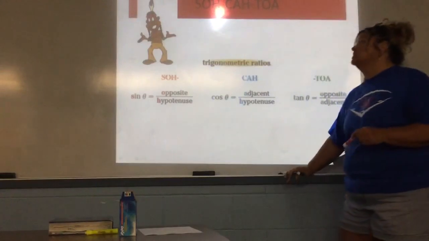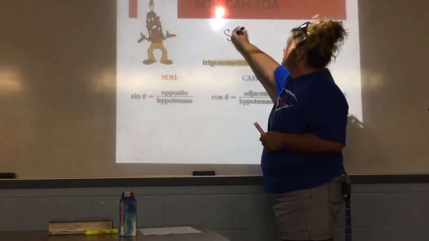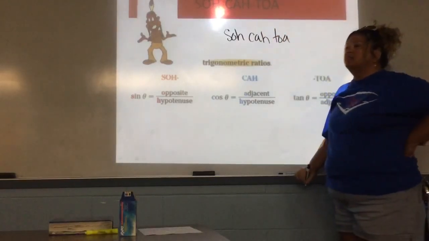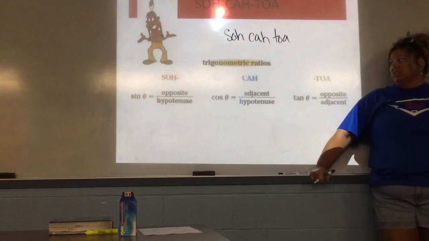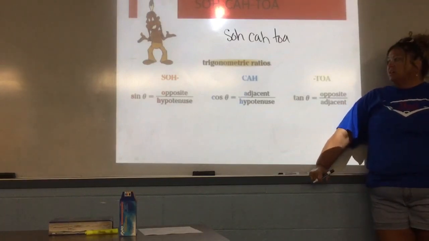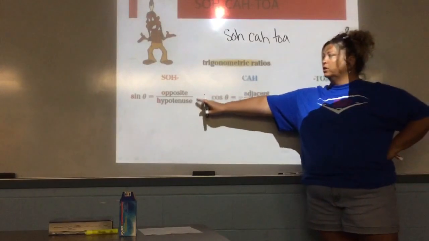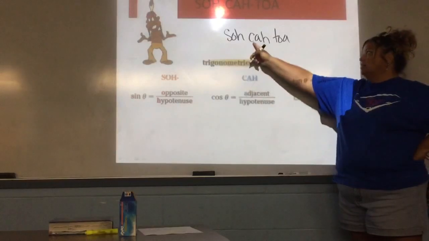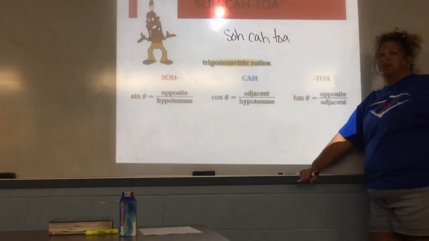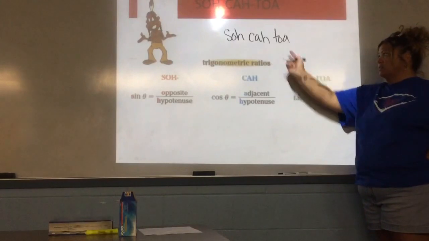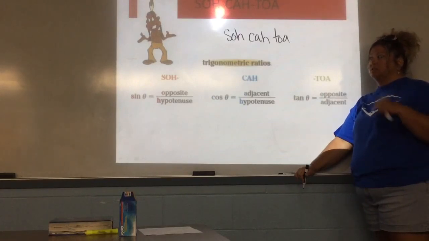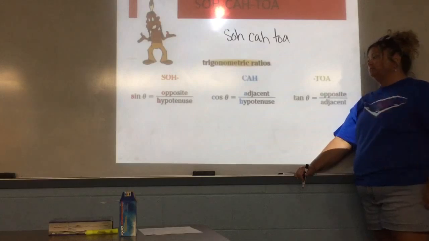So we're gonna go back to SOH CAH TOA. Okay, these are the abbreviations for our ratios for sine, cosine, and tangent. Sine is opposite over hypotenuse. Cosine is adjacent over hypotenuse, and tangent is opposite over adjacent. This is not sin, this is not cos, this is not tan. This is sine, cosine, and tangent. Okay? Go ahead and hit enter.